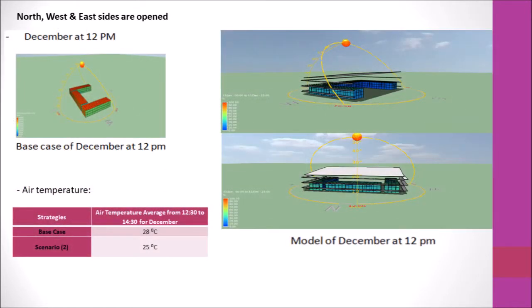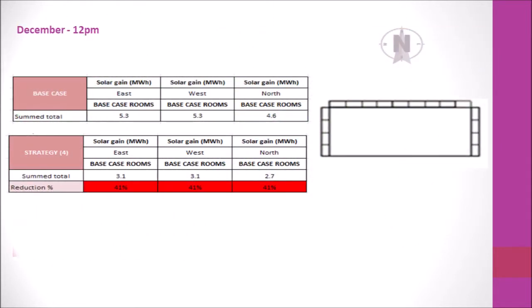At 12 p.m., we opened all sides of the pavilion to achieve a comfortable indoor environment. By comparing the base case and model, we got a 3 degree reduction in air temperature. In December at 12 p.m., the lowest percent reduction in comparison with all strategies was experienced in all 3 rooms, east, west, and north, at 41% each.